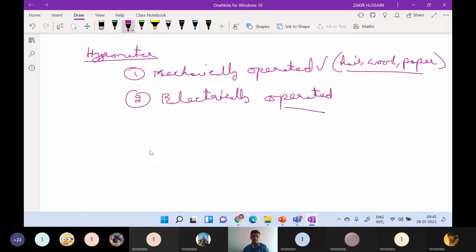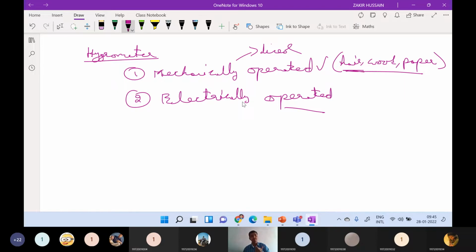Now we will see the electrically operated hygrometer. All materials have a natural tendency to absorb moisture. So that will change their electrical properties also, not only the linear dimensions as we have seen in the mechanically operated type, but their electrical properties will also change.